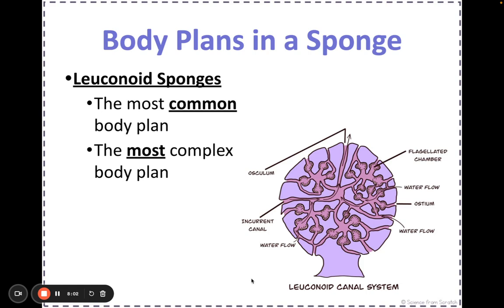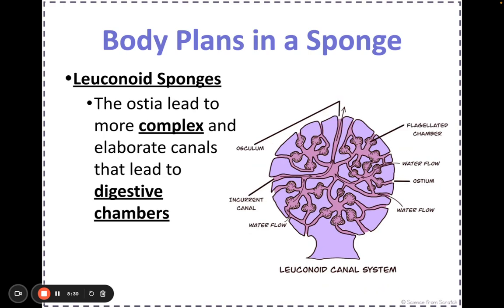You can notice all of the canals we talked about. Water goes in through the ostia, or ostium, and moves through the canals, but there are also these chambers inside the canals throughout, and eventually it all still leads to an osculum. This leads to more complex and elaborate channels, which means the digestive chambers are a little more complex as well.